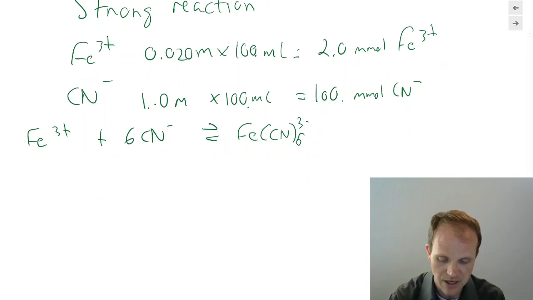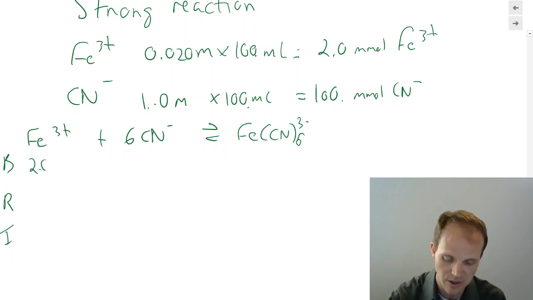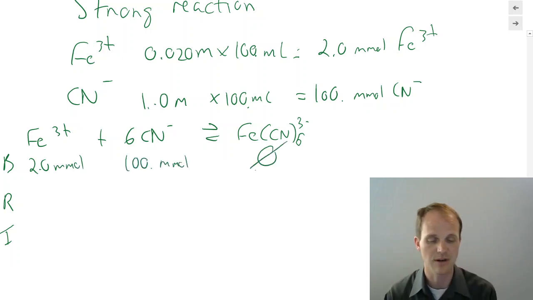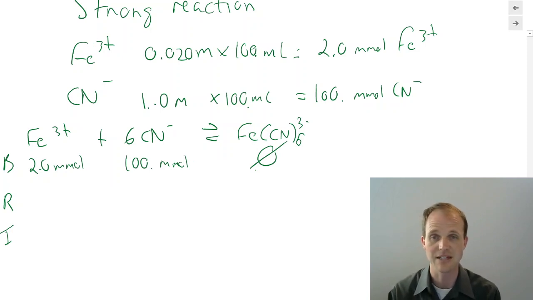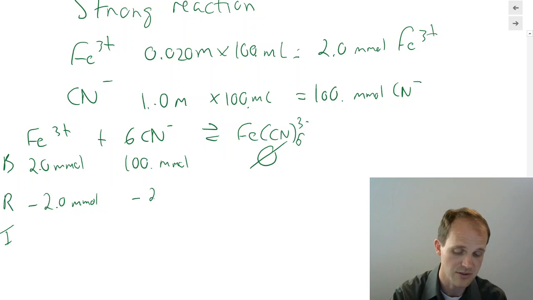We're going to do our BRICE table: before the reaction, the strong reaction, then our initial, and then we're going to do our ICE. So before the reaction, here we've got 2.0 millimoles, and we've got 100 millimoles, and we've got none of the complex because we haven't run our strong reaction. This is a limiting reactant problem. What are we going to run out of first? The thing we have 2 of, the thing we have 100 of. Hopefully you came up with the thing we have 2 of, minus 2.0 millimoles, minus 2.0 millimoles, just like that. Yeah, just like that. No, why not?